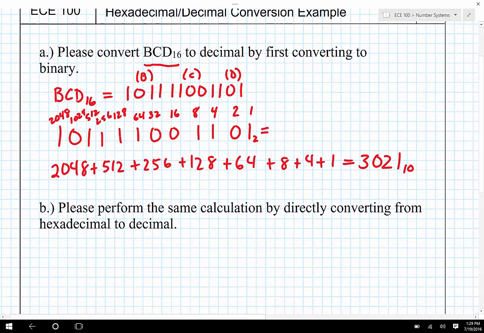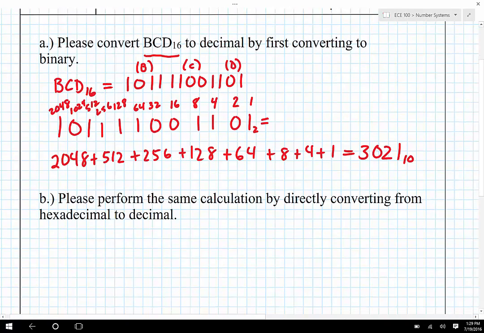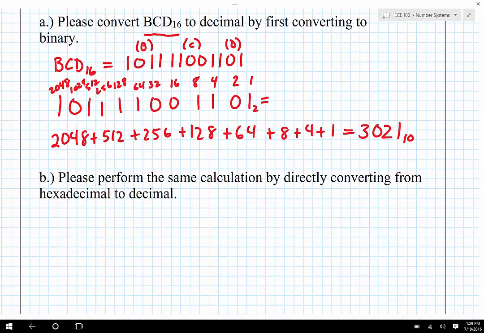We can also perform that same calculation by converting directly from hexadecimal to decimal. We'll find that that's a little bit less work. We're going to have B, C, and D. And just as in binary, there's going to be a weight assigned to each of these digits. So this will be 16 to the 0 power, which is just 1, 16 to the first power, and then we have 16 to the second power.